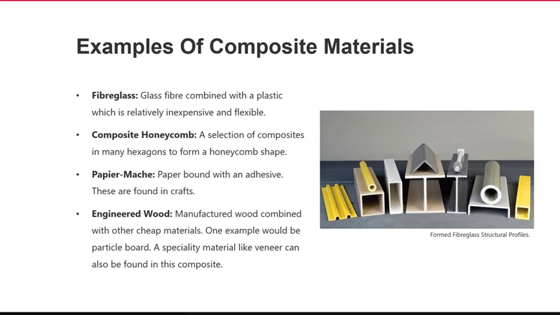There are also many other examples of composite materials, such as papier-mâché, engineered woods, composite honeycomb structures, and also fiberglass. Many of us interact with fiberglass on a daily basis as well. Fiberglass is often used for the structural profiles, for raised flooring, and many other applications.